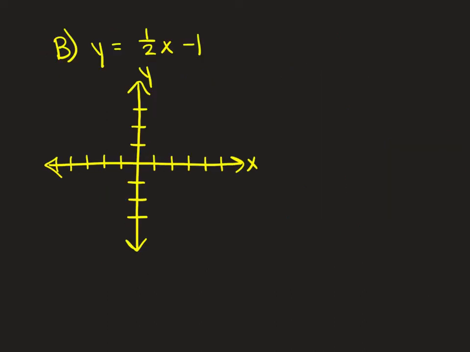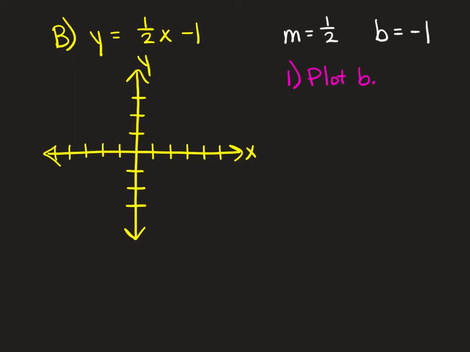B part, we're going to graph y equal 1/2 x minus 1. We need to know the slope, which is 1/2, and B, the y-intercept, which is negative 1. So our first step is to plot B, the y-intercept. It's negative 1, so we go to the y-axis and plot that point on negative 1.